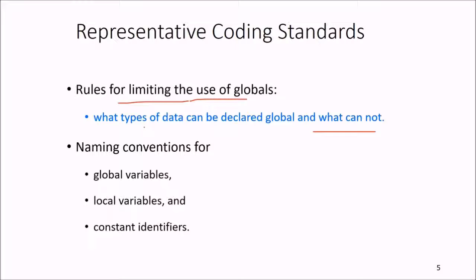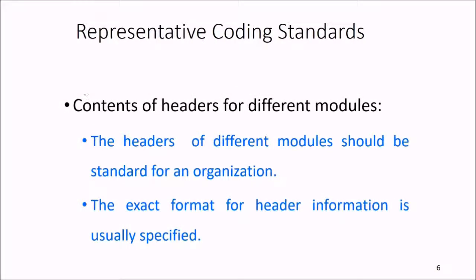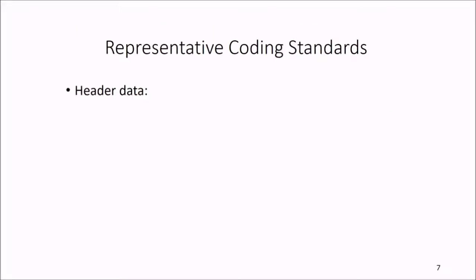Then there are various naming conventions for global variables, local variables, and constant identifiers. Then contents of headers for different modules. Headers means what stands on the top of your program, and the headers for different modules should be standard for an organization. The exact format for header information which needs to be placed up front is usually specified, and the implementers follow this and put this header information on the top.